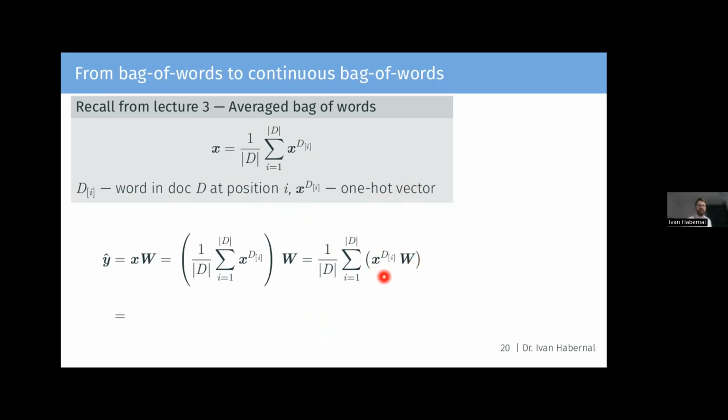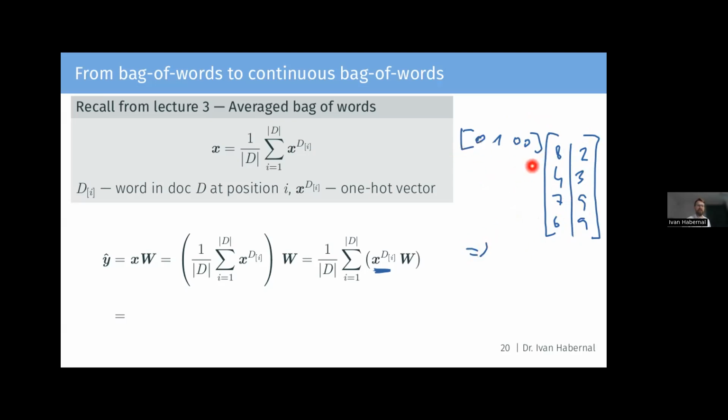And what we're doing here is this: this is a one-hot vector, and we're multiplying the matrix by a one-hot vector. What is this effectively doing? Let's try. We have a one-hot vector, 0, 1, 0, 0, and we have a matrix which has two rows, with values 8, 4, 7, 6 and 2, 3, 9, 9. What is this multiplication doing to this matrix? Exactly. It's selecting a row.